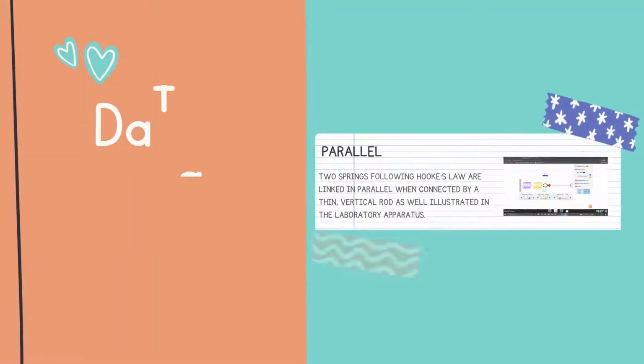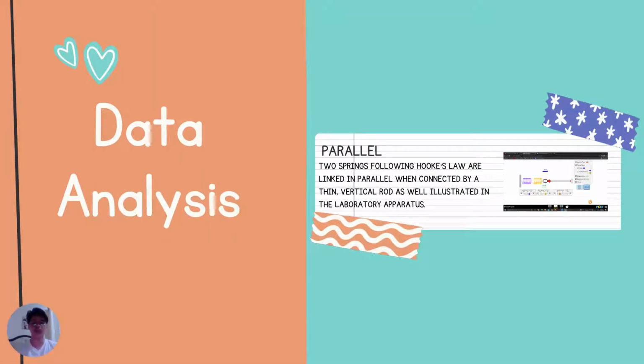For the data analysis, for the parallel, two springs following Hooke's law are linked in parallel when connected by a thin rod as well illustrated in the laboratory apparatus. The rod is subjected to a continuous force while remaining perpendicular to the force direction, so that all of the springs are the same length.